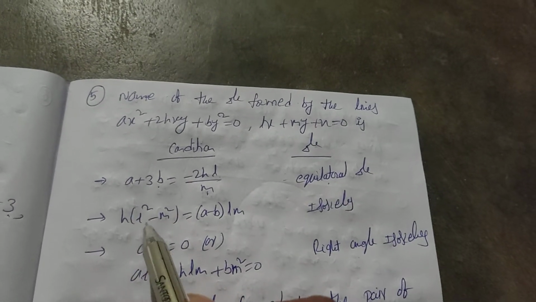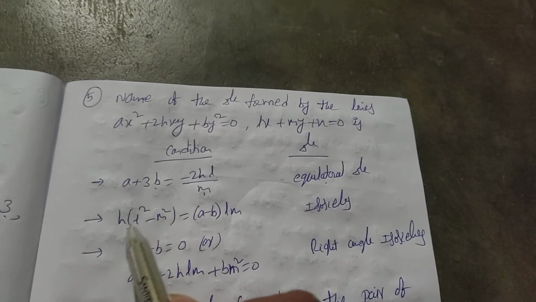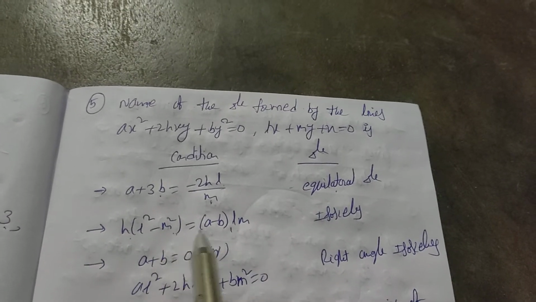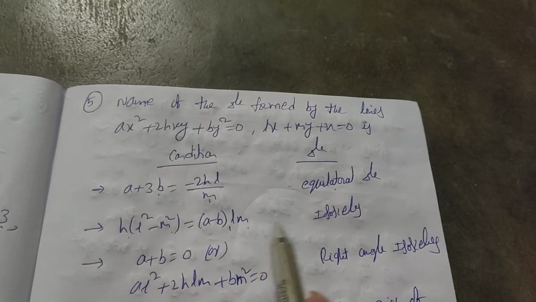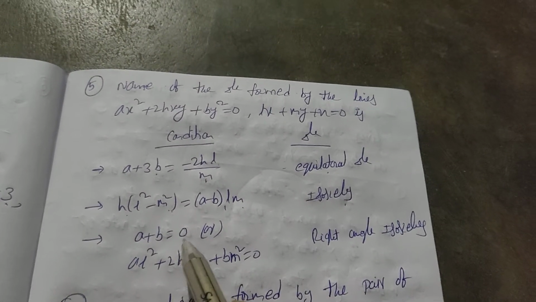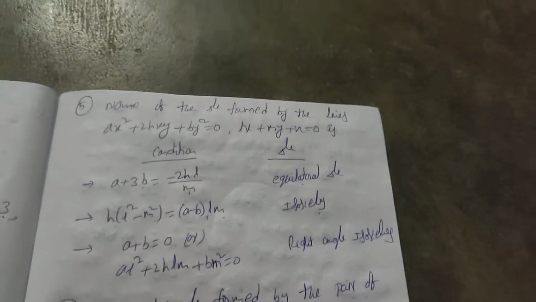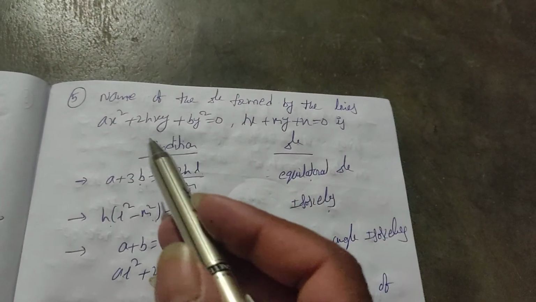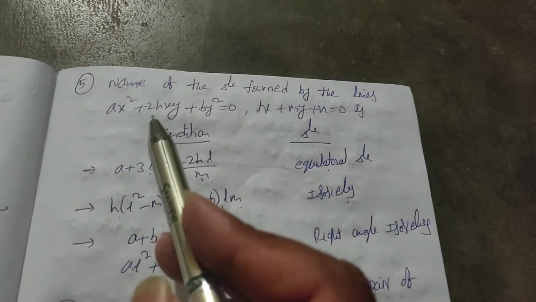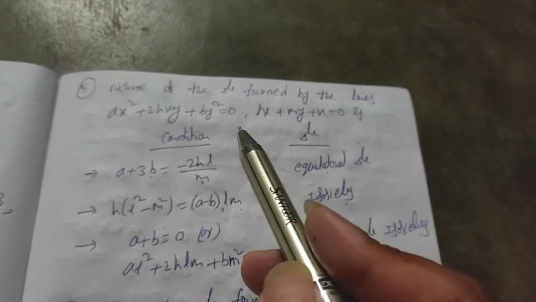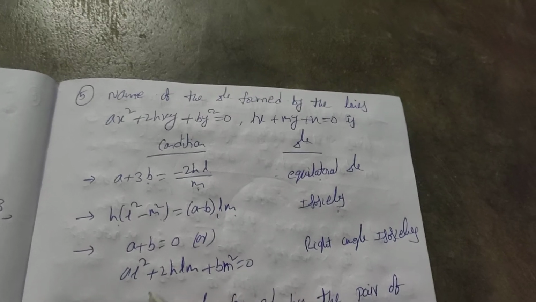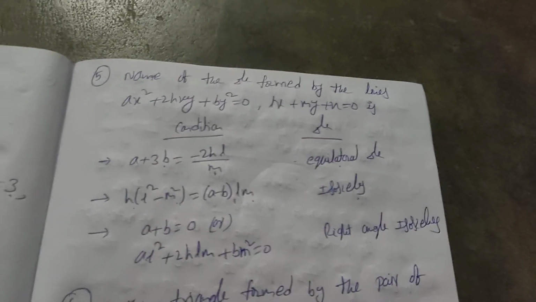If h(l² − m²) = (a − b)lm, then it is an isosceles triangle. And if a + b = 0, that is a right angle, very clear answer. A pair of straight lines, if a + b = 0, or al² + 2hlm + bm² = 0, that means if you substitute l, m here, that becomes 0, then it is a right angle isosceles triangle.